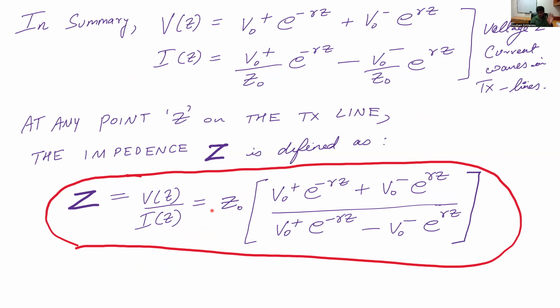So in summary, from this analysis of the transmission line, we obtain the voltage waveform V of Z and the current waveform I of Z as these expressions. And therefore, because we have the voltage and current at any location Z, we can now define a so-called impedance Z at any location Z as just this V of Z over I of Z. So obviously this is going to be some complex number, which is going to be Z naught, the characteristic impedance, times this very complicated expression, which is just the ratio of this over this.